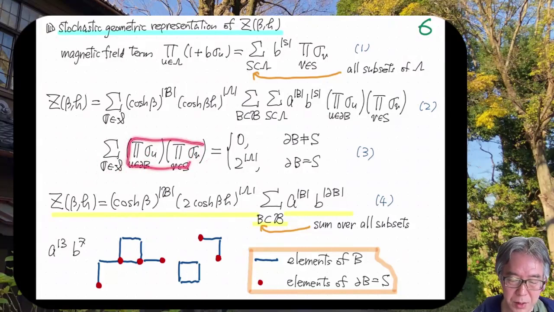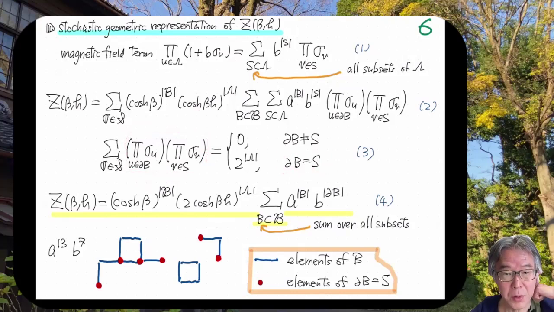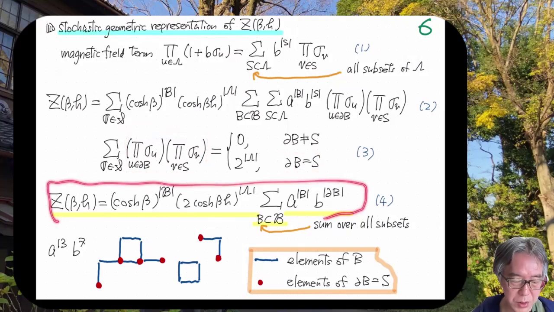In order to get a non-zero thing, we have to have the situation that this is exactly 1. Otherwise, if any spin variable remains, then it gives you 0 after the summation. So the condition that this is equal to 1 is clear. Since sigma squared is 1, this is realized. This is equal to 1 only when dB, the boundary of B, and S are the same, are identical. So in this case, we get a slightly different stochastic geometric representation, which is this.